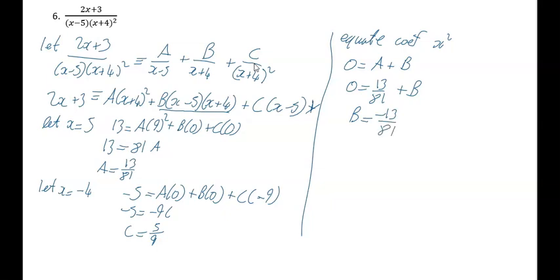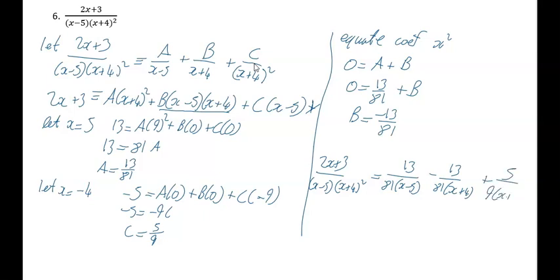So your answer, have I enough space to write the question down? Hopefully. We have got (2x plus 3) over (x minus 5)(x plus 4) squared is going to be equal to, my a was 13 over 81, so you put the 13 on the top, the 81 on the bottom, and then that was times x minus 5. My b was minus of that, so minus 13 over 81 times x plus 4, just squeezing this in, and then plus 5 over 9 times (x plus 4) squared. And that is it.